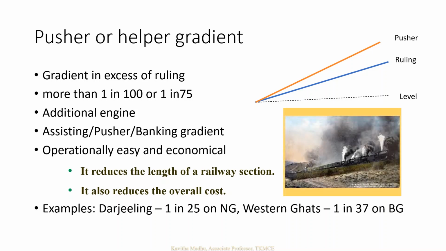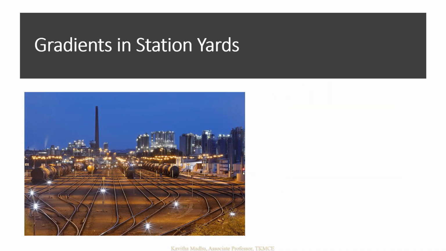You can see here there are 4 engines. This is an older one only. So more engines can be attached at that particular portion to climb the steeper gradients. The gradients that are to be provided in the station yards.